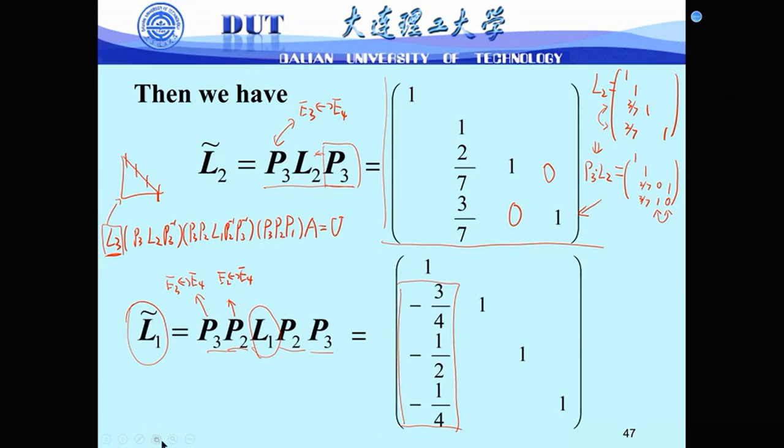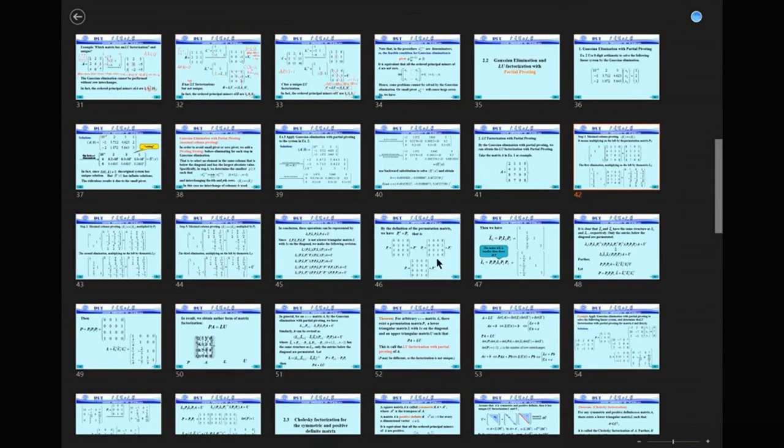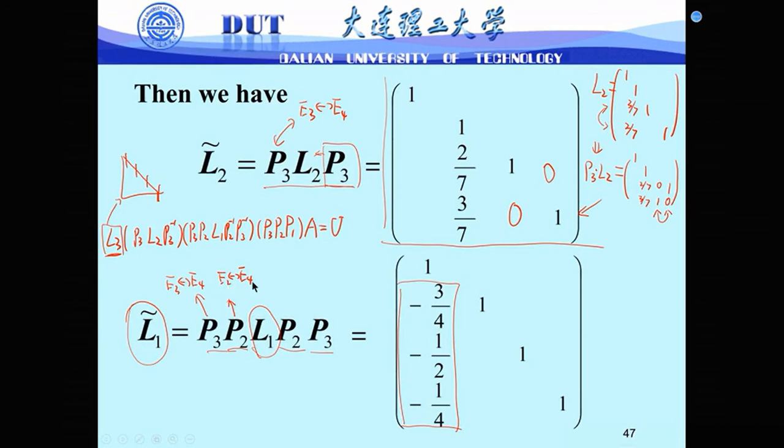Because L1, let's see what L1 is. Come back, L1 is here. Okay, you see, minus 1 over 2, minus 1 over 4, minus 3 over 4. Okay, we just interchange. First, we interchange the third row with the fourth row. Now you see, the second row with the first row, then we interchange the third row with the first row. So, only the three numbers are interchanged. Okay? So, L1 is here: 1, minus 1 over 2, minus 1 over 4, minus 3 over 4. Okay, now you understand. So we only change the three elements.